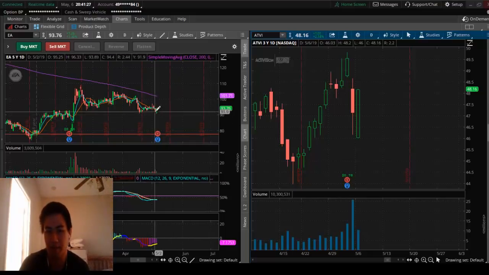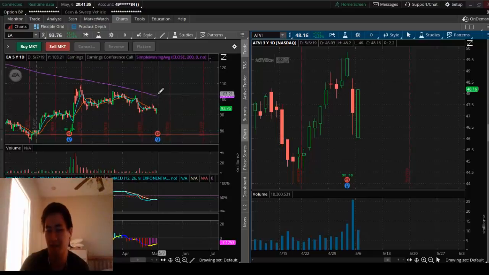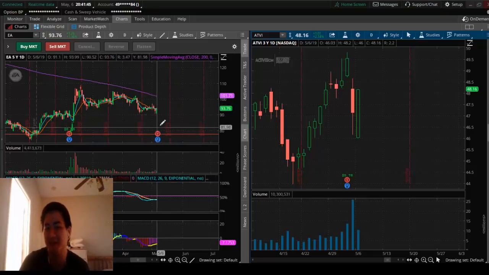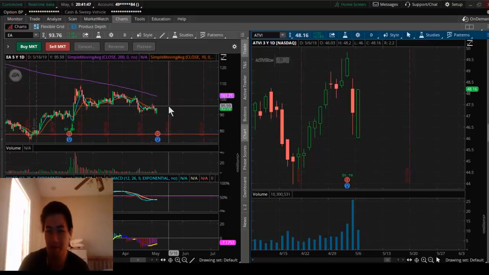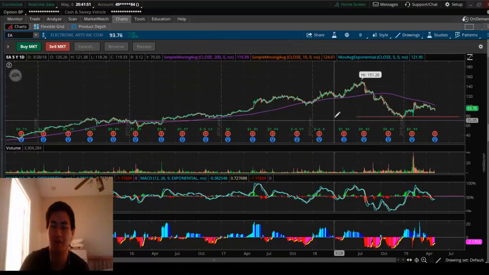So for my play, I'm going to wait until a gap down. I'm gonna enter 2 weeks out calls and then play it. If it gaps up, I'm not gonna touch it because it could drop more or it can go up. I don't know. But one thing I know for sure is that if it gaps down, it's gonna come back up. Okay, so that's my stance on Electronic Arts.